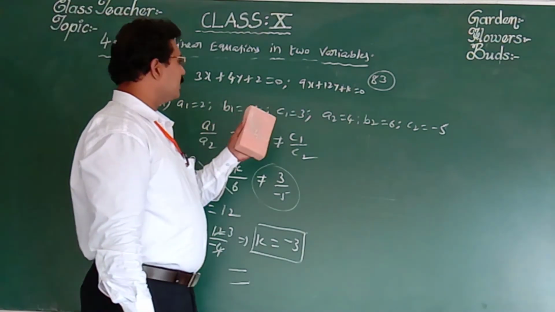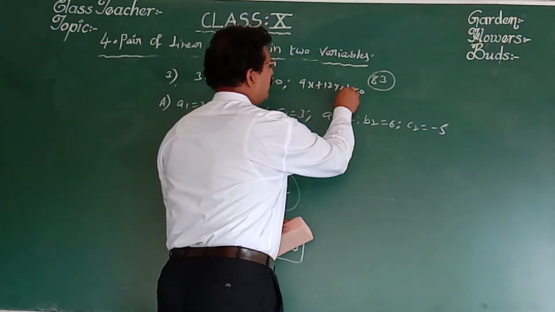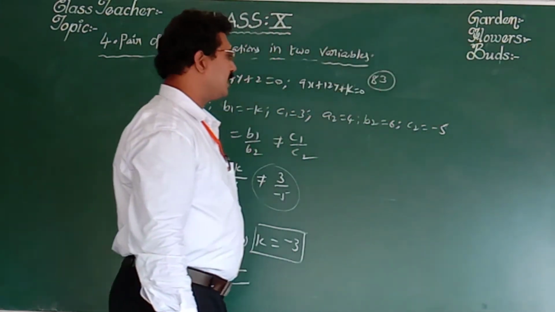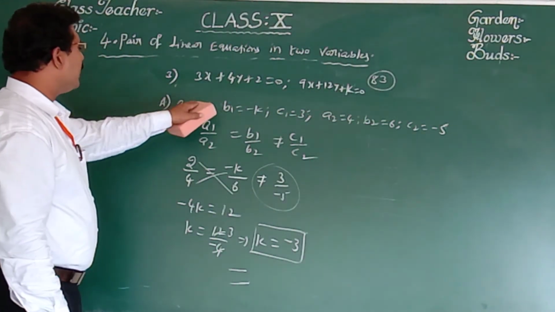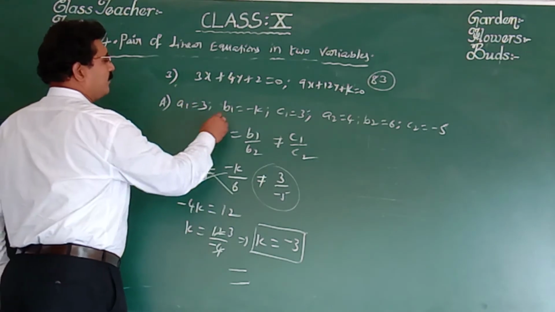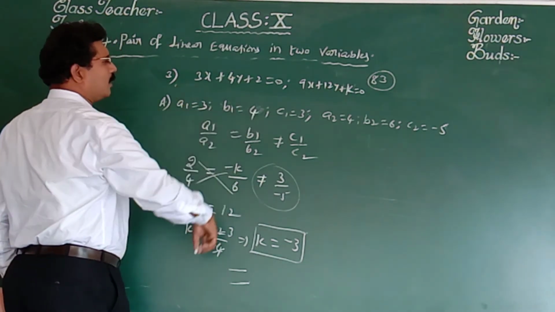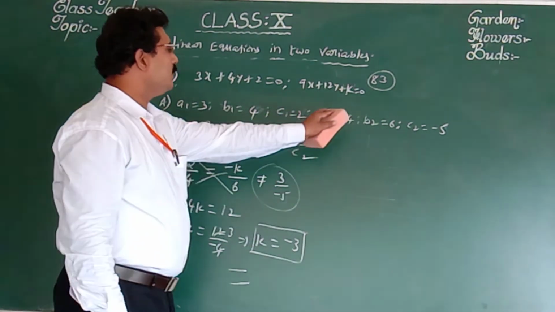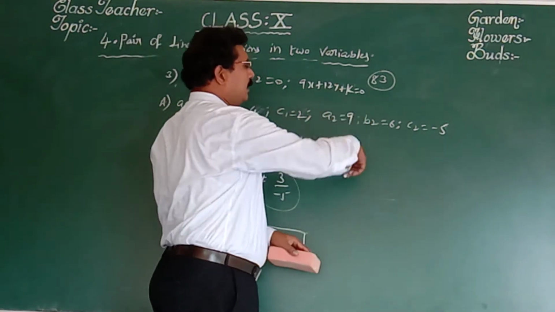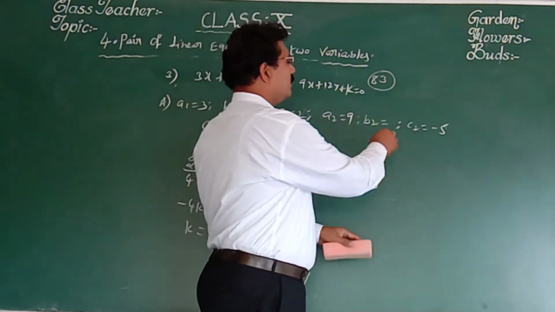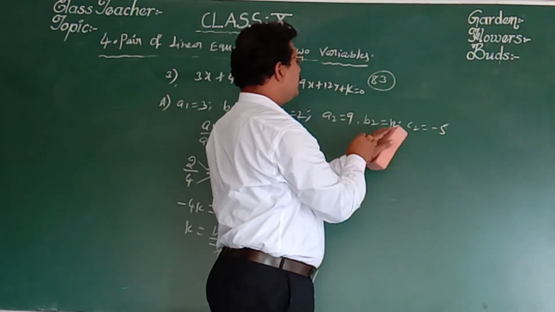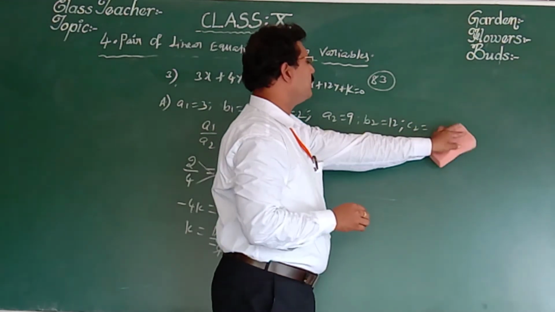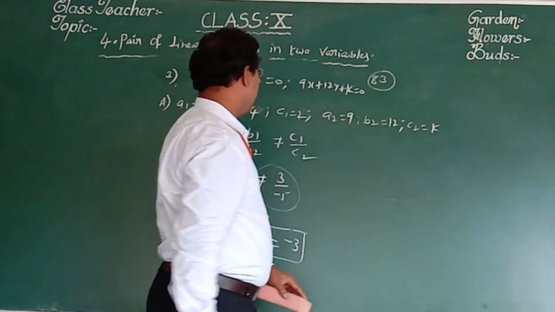That means, for what value of k do they represent coincident lines? Now see, same as before, first you write a1 = 3, b1 = 4, and c1 = 2. a2 = 9, b2 = 12, and c2 = k.